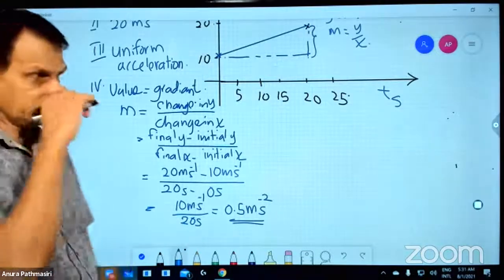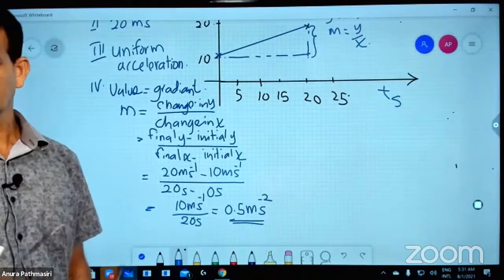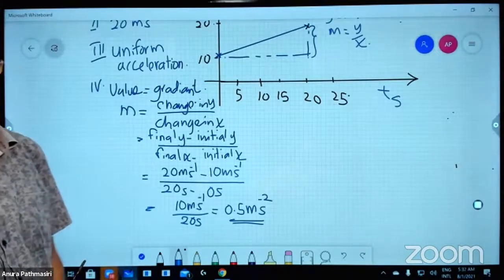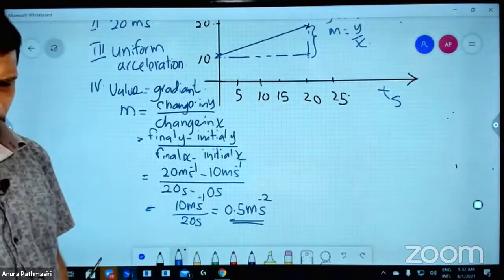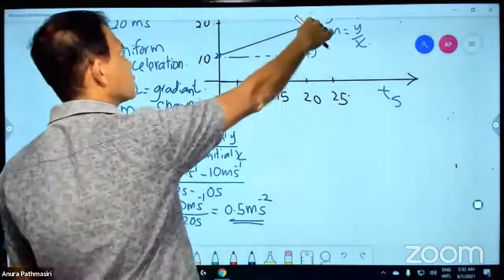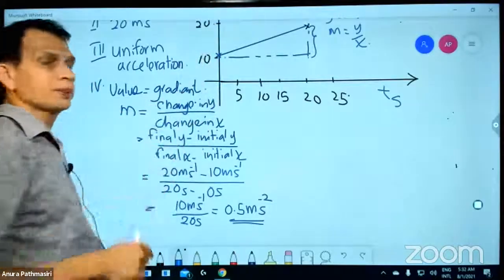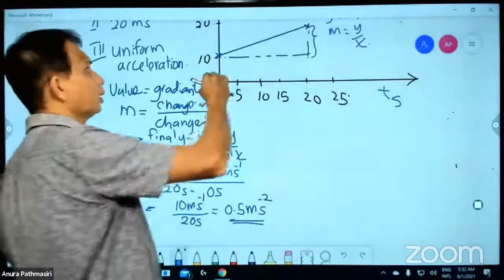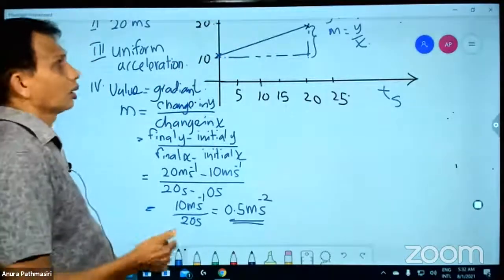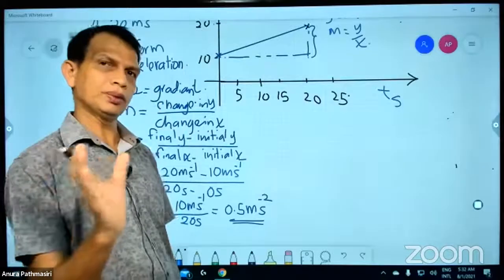0.5 meters per second squared. Based on that, the next question is asked. Calculate the force acting on the above object to achieve the above velocity. To bring the velocity up from 10 meters per second to 20 meters per second, what is the external force that you have to apply to make it an unbalanced force?